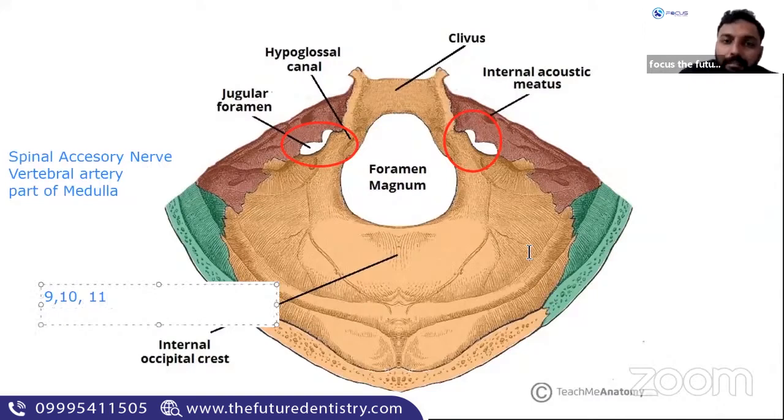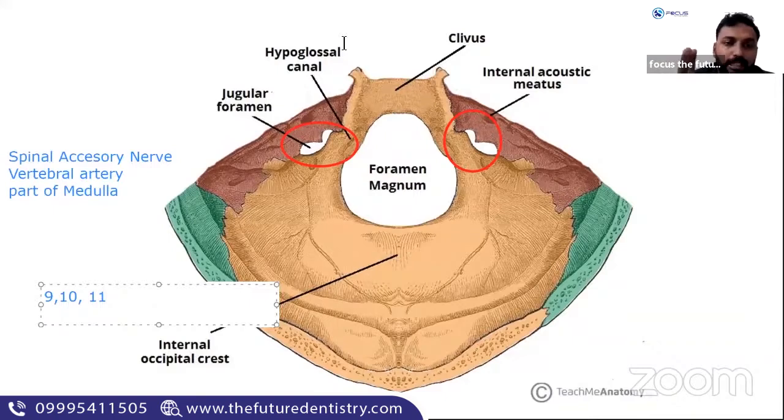Can you tell me which is the ninth cranial nerve? Anyone? Which is the 10th cranial nerve? Vagus. And 11th is accessory. So I'll explain it. The 9th is your glossopharyngeal. Glosso means something related to the tongue. Pharyngeal means something related to the pharynx. So glossopharyngeal, as the name says, supplies an area which is very near to the tongue and the pharynx.